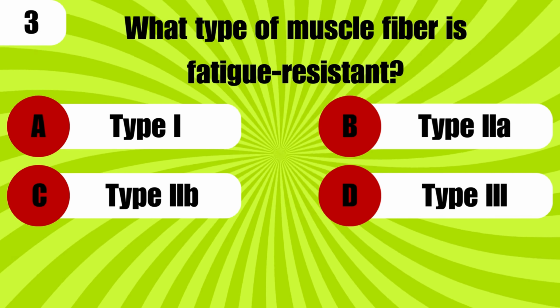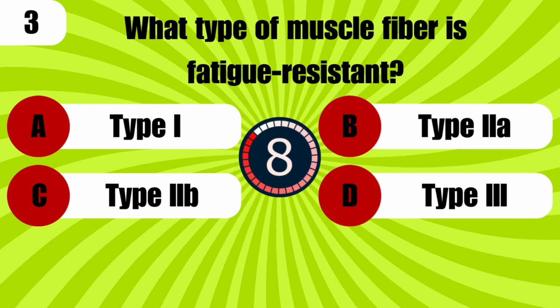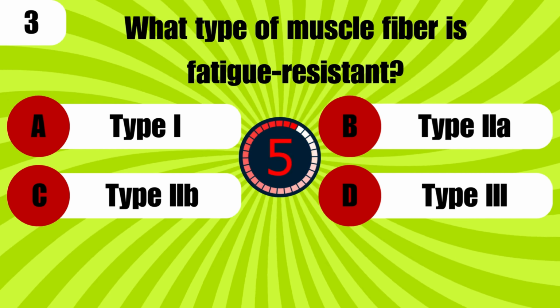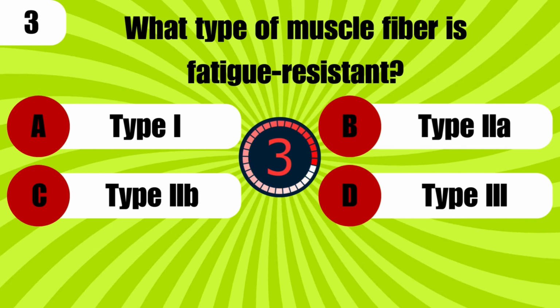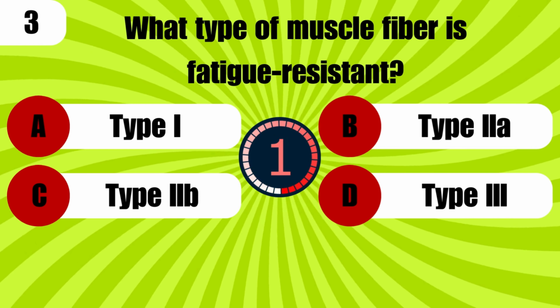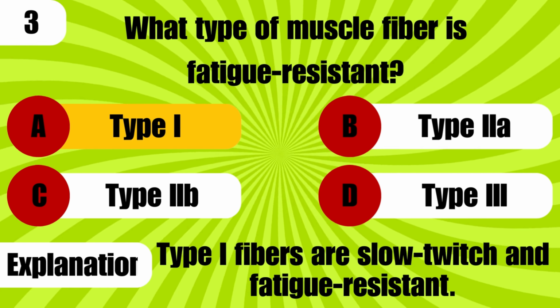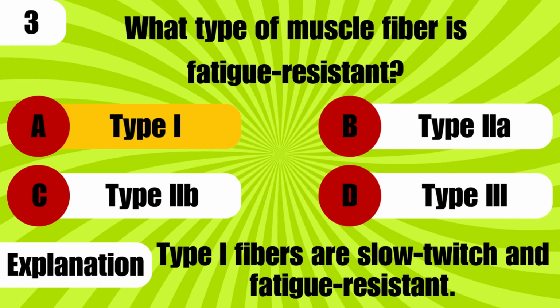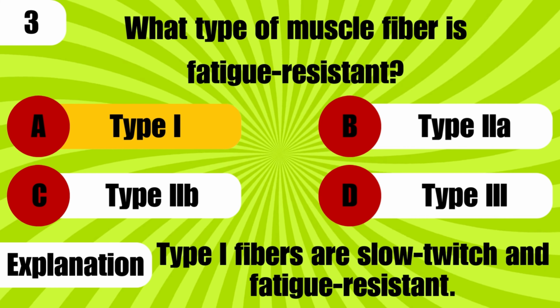What type of muscle fiber is fatigue resistant? Type 1, type 2A, type 2B, type 3. The right answer is type 1. The type 1 fibers are slow twitch and fatigue resistant.